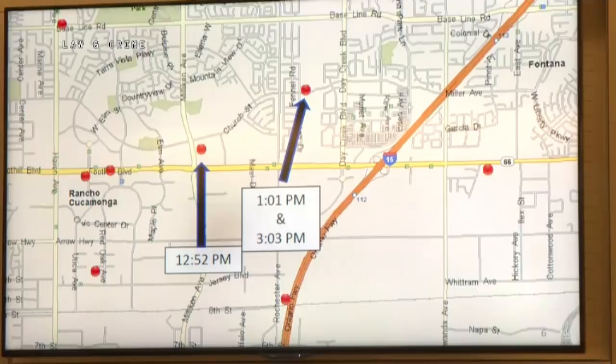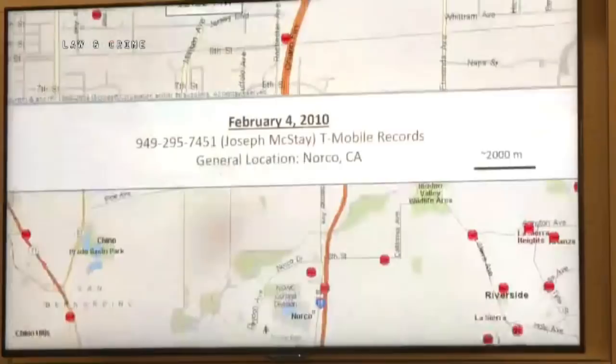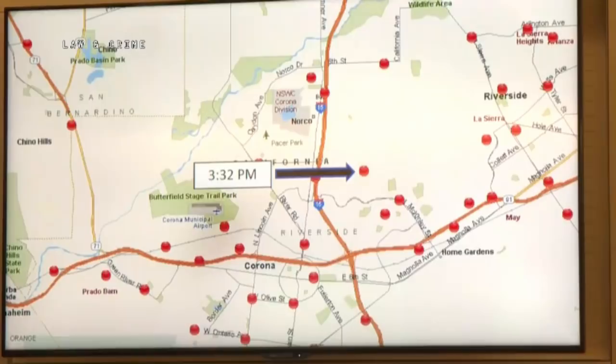And then, I believe, are we on the next exhibit, 528, is that correct? 527. Sorry, 527. What does that give us? At 3:32 p.m., the cell phone connects to a cell tower in the Norco area, which is, I guess, approximately 10 miles south or so. I don't know exactly how far it is.